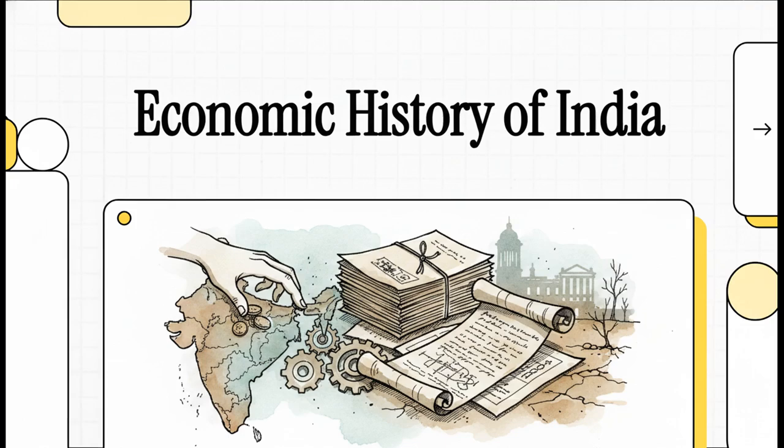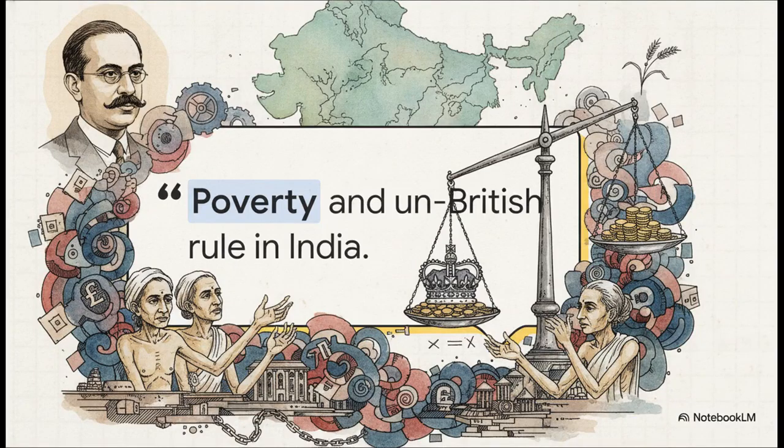Let's dive right in. To really wrap our heads around this, the notes point us straight to a groundbreaking book from 1901, Poverty and Un-British Rule in India by Dadabhai Naoroji. Now, Naoroji wasn't just pointing out that India was poor, he was arguing that this poverty was a deliberate, almost mathematical result of very specific economic policies. And honestly, this is the absolute foundation of the central theory we're decoding today.